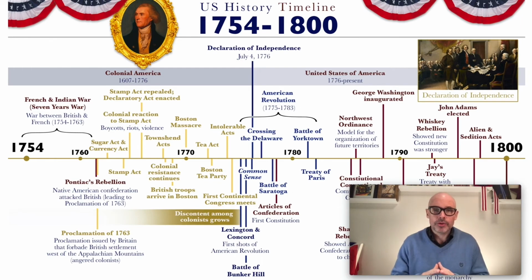So this follows the AP US history timelines. This is the third time period in the AP US history timeline. It starts with 1754 and ends in 1800. So the beginning of this is the 7 Years' War.